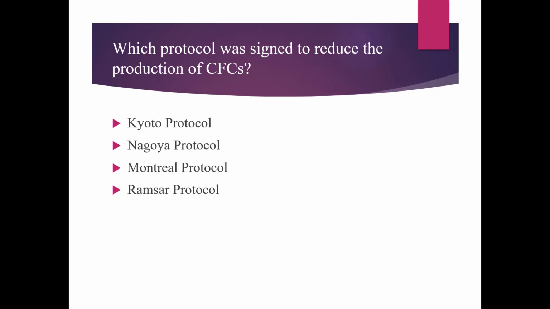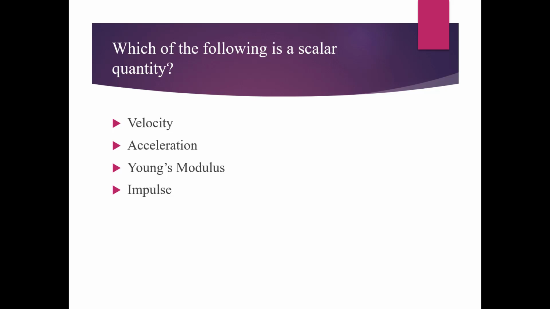Okay, let's start. So the first question is, which protocol was signed to reduce the production of chlorofluorocarbons? It's a pretty basic question, and the answer to this one is the Montreal Protocol. Next, which of the following is a scalar quantity? You all know the vectors and the scalars. The options are velocity, acceleration, Young's modulus and impulse. Velocity, acceleration and impulse are vector quantities, but Young's modulus is a scalar.